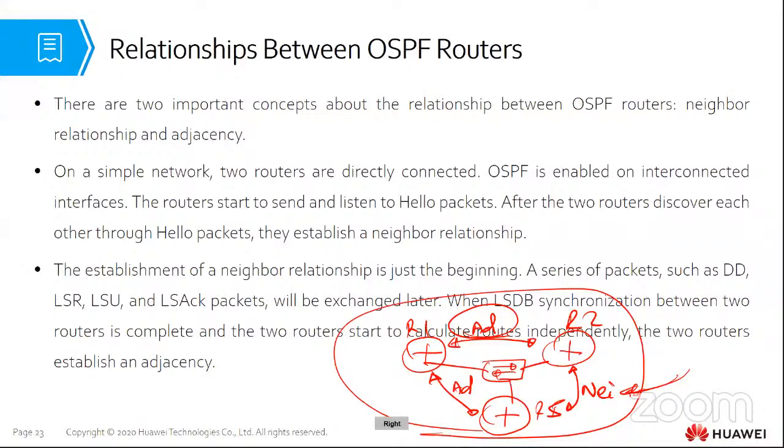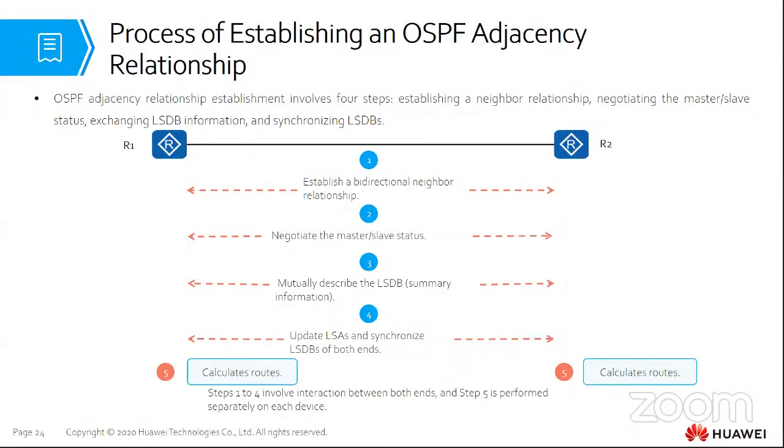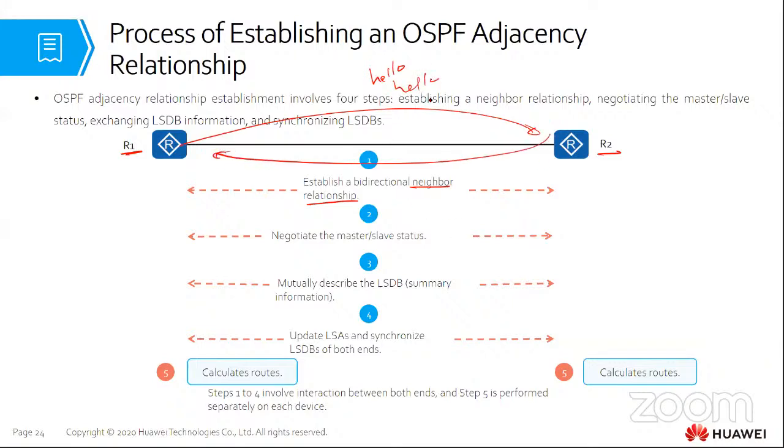So let us look at the process of establishing an adjacency relationship. In this case, we have router 1 and router 2. And we say these routers will first need to establish a neighbor relationship between themselves. This router will send some kind of packet that we will later call a hello packet, and this one will also send a hello packet. When they both receive hello packets with the other neighbor's ID in the packet, then they have formed a neighbor relationship. That's all. They are now neighbors.